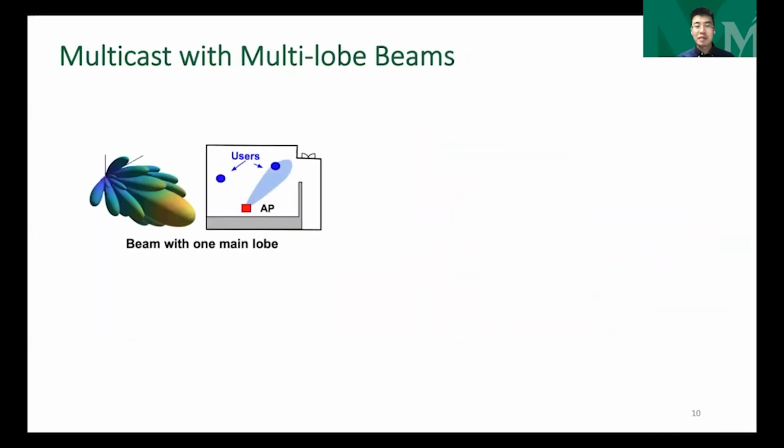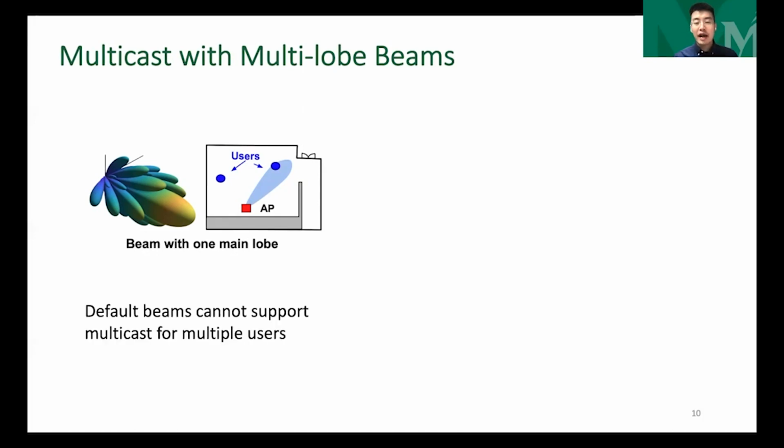The challenge here in mmWave WLAN is that covering multiple users at different positions is not easy, because the default beams in the AP's codebook are for single users, and they are not designed to point to multiple directions. And we conducted another measurement study to measure the supported multicast rate when the access point used the default beams. And we found that the default beams with one single lobe cannot support efficient multicast for multiple users.